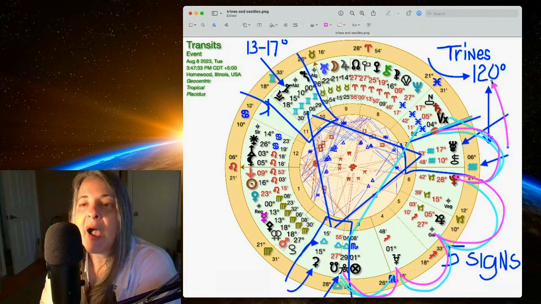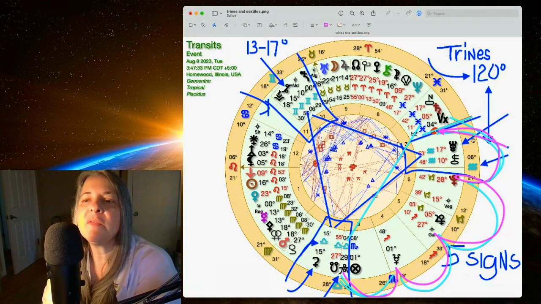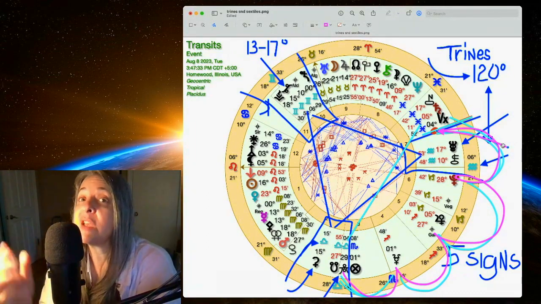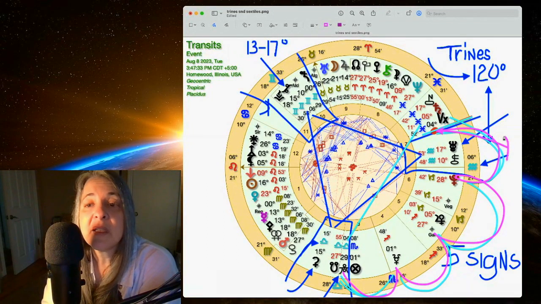Now, I drew that red dot there at 0 degrees to make it simpler, so that you weren't like, wait a minute, how can Vesta possibly be part of this? Well, it's 5 degrees outside of the exact degree. But if we were using an orb of 5 degrees, Vesta would be included in this. And it's not stretching the rules.